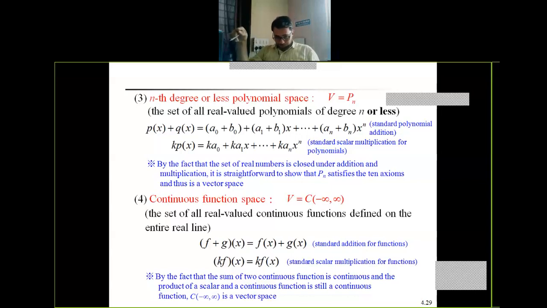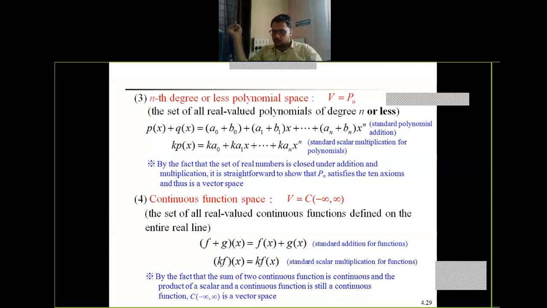Since it exists from minus infinity to plus infinity, we can say that this is the set of all real valued continuous functions defined on the entire real number line. If you take any function from this set, this is the continuous function space. If we take f of x and another function g of x and add them, the result will obviously be on the number line itself, because it is a continuous function residing from minus infinity to plus infinity.